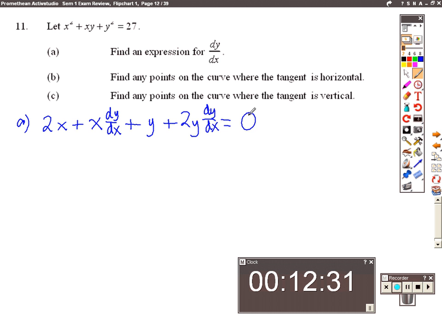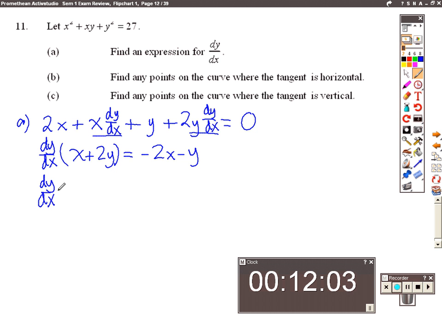We're going to get all the dy/dx's on one side and factor out the dy/dx. So I have a dy/dx term here and a dy/dx term here. If I factor out dy/dx, I'll have x plus 2y. I'm going to move the other two terms to the other side, so I would have minus 2x minus y. And in solving for dy/dx, we're going to divide both sides by x plus 2y, and so that's my derivative.